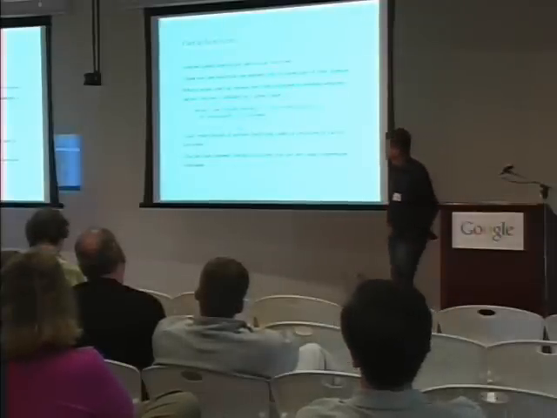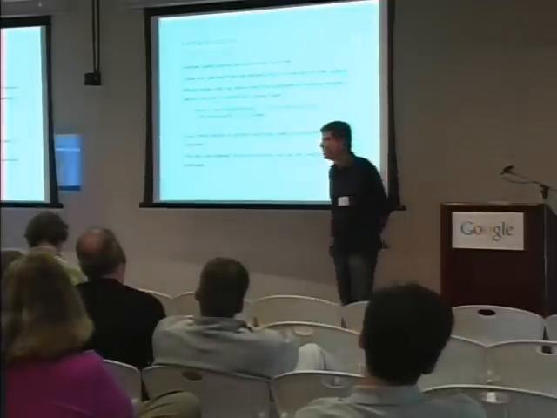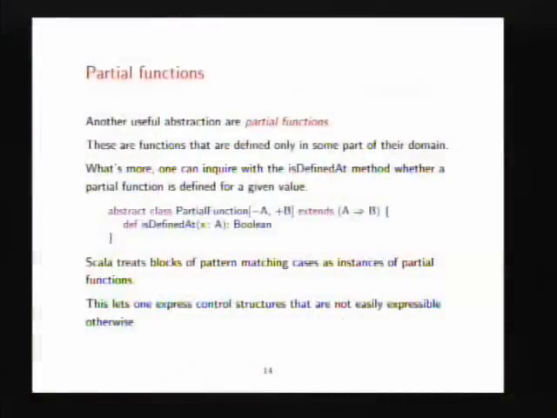OK, another useful abstraction, and less well known, are partial functions. So a partial function is a function that's defined only in some part of its domain. And what's more, we can inquire whether this function is defined for a given value or not. So the definition of partial function would be something that extends the function type, A to B, and it would inherit the apply method from this function type, but it would also add a method called isDefinedAt, which takes an element of type A and gives you back a Boolean, which tells you whether the function is defined at this thing or not.